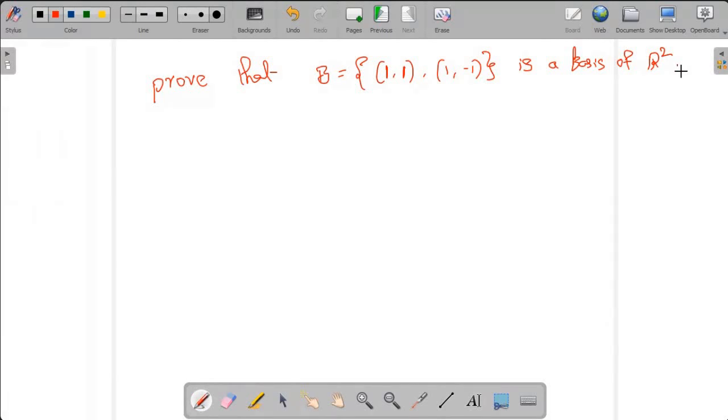So to prove it is a basis, we need to prove two conditions. First, that it is linearly independent, and second, that it spans the entire R2. First let me check linear independence of this set.